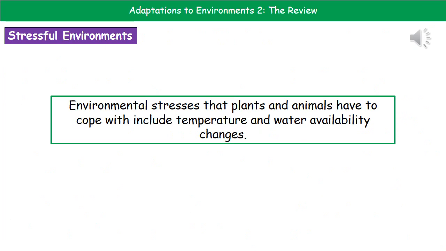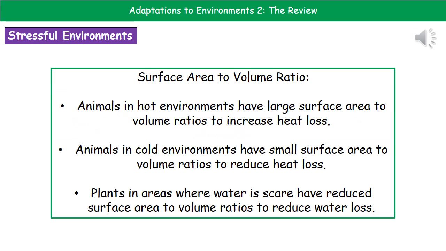What we find though is that there are certain things that occur in the environment that cause what are called environmental stresses. If the temperature changes or if the water availability changes, these are environmental stresses that the organisms that live in those environments have to be able to cope with in order to survive. If we consider this phrase surface area to volume ratio, this is very important to our animals and to our plants when they're dealing with these stressful environments.